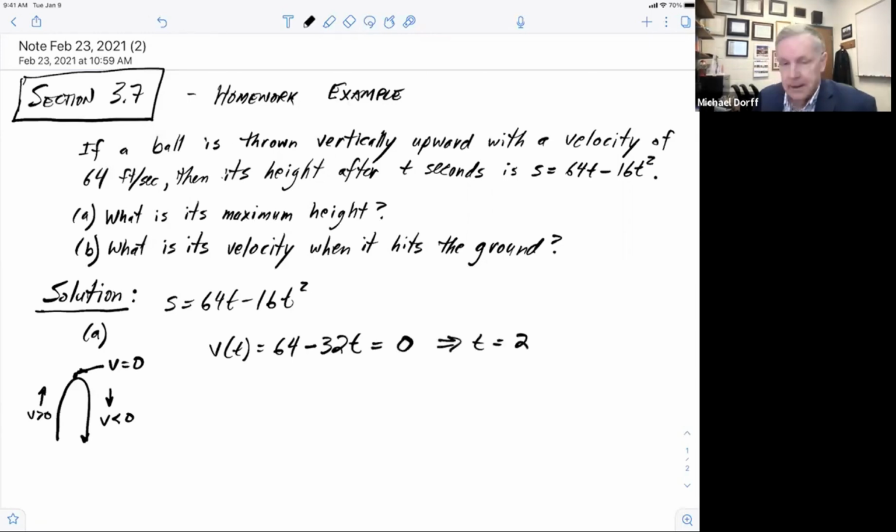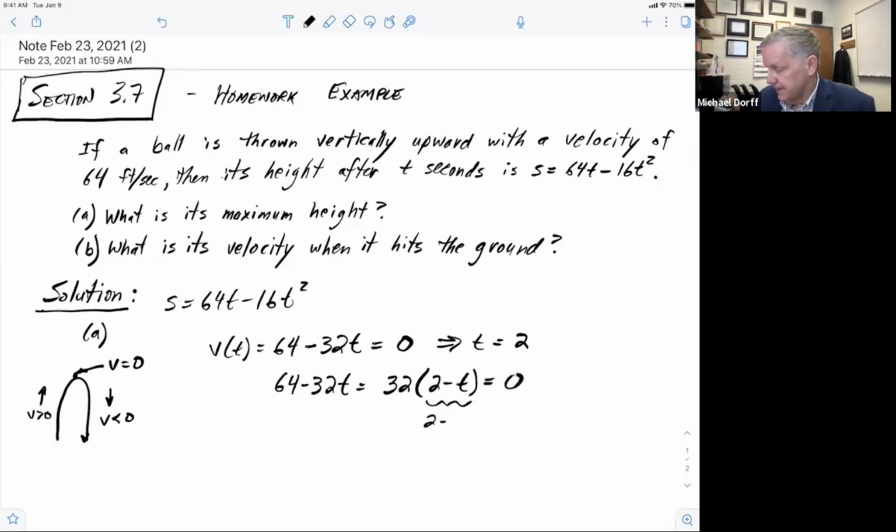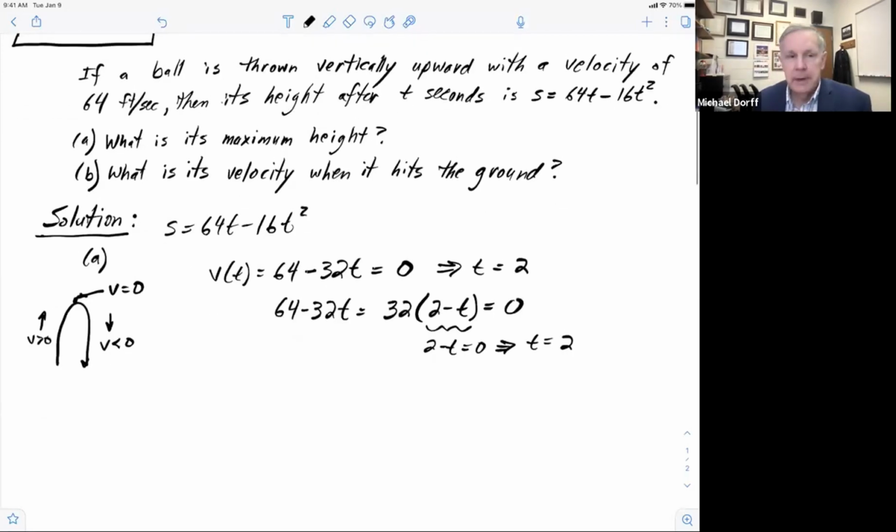How do I get that? Some people can just look at that and see that. If not, what you can do is take this 64 minus 32t, and factor out a 32, because that's what they have in common, and I get 2 minus t, and that's supposed to equal 0. This 2 minus t equals 0 gives me that t equals 2. So that's when the velocity equals 0.